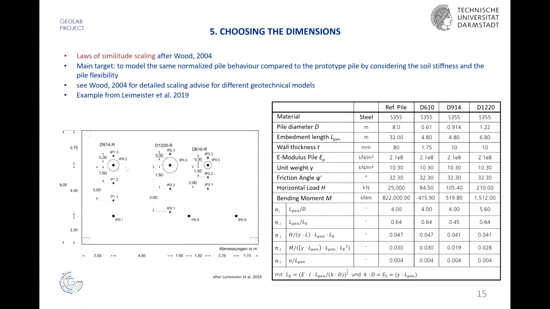There, they tested 3 different piles. And these 3 different piles, you see, they have different diameters. Here we have the reference pile, and here we have the other diameters. So you can see between 600 millimeters and 1.2 meter in diameter. They all have the same steel strength. And here, this is our in situ pile. So the monopile has 8 meters in diameter, an embedment length or penetration length of 32 meters. And now they have 3 different piles, and they were all scaled according to different laws.